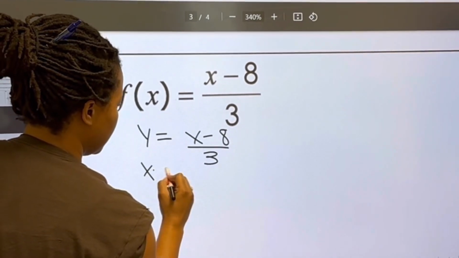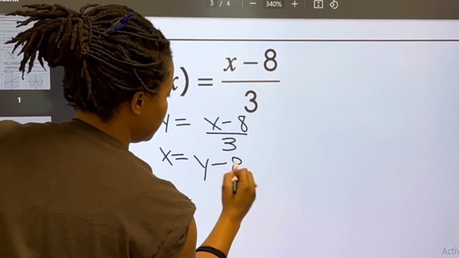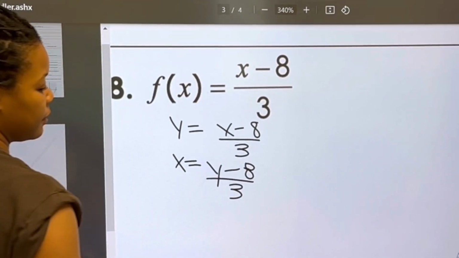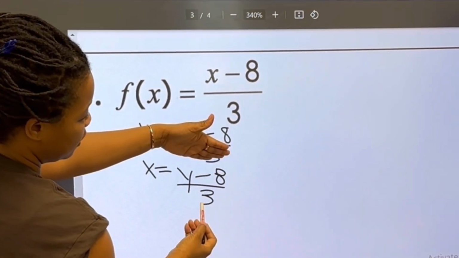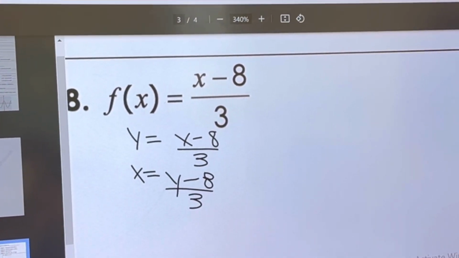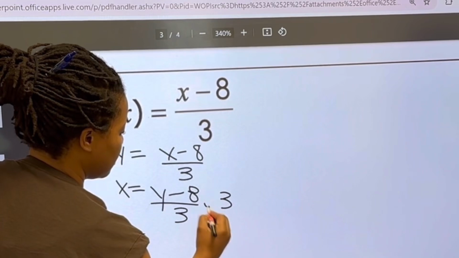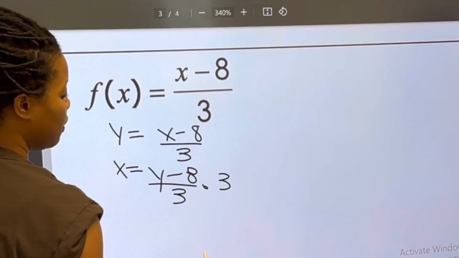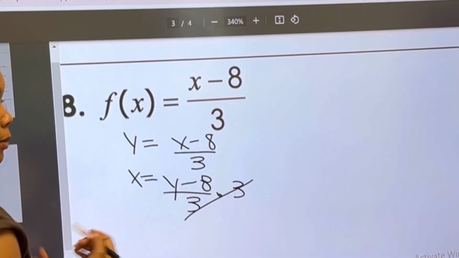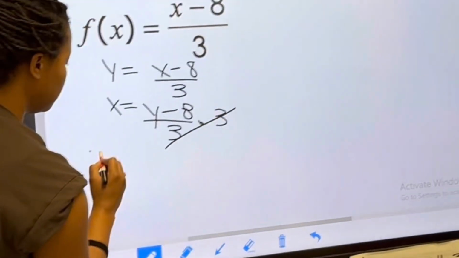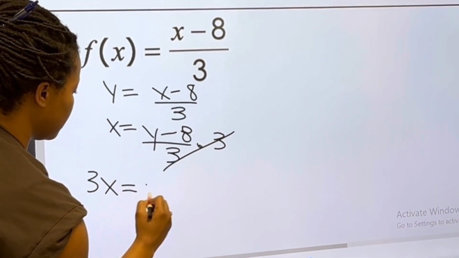Swap, correct. How do you undo this division of 3? So we're dividing by 3. How do you undo division? Times it by 3. So make sure you remember your steps, your operations. Undo it. So times this by also 3.